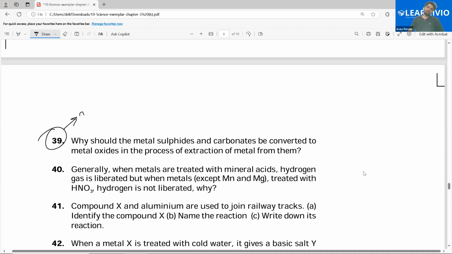Metal sulfides and carbonates are converted to metal oxide during their extraction because it is easier to obtain metal from its oxide than from its sulfide or carbonates.